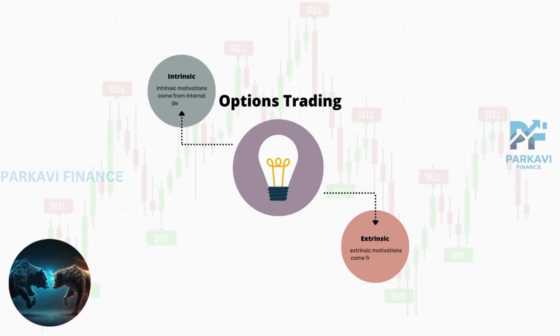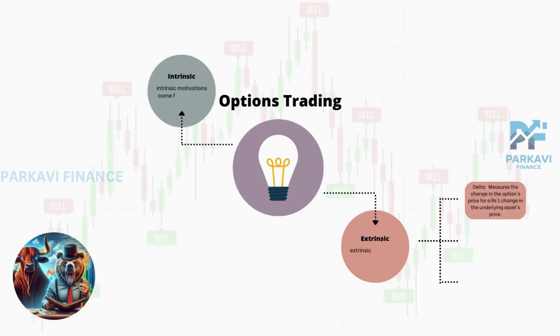Next, intrinsic value. Motivation that comes from internal desires. Let's look at one example. The same person purchases 50 kg rice for 100 rupees and sells the 50 kg rice for 120 rupees. So immediately we got profit. That is the difference between extrinsic value and intrinsic value.